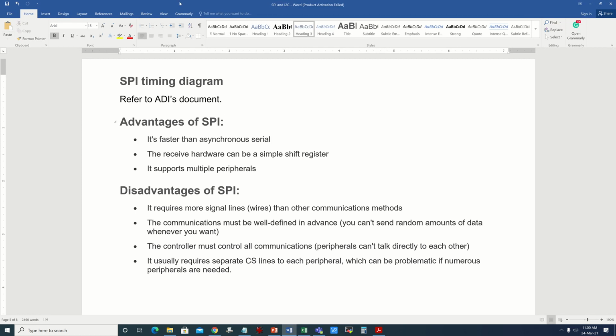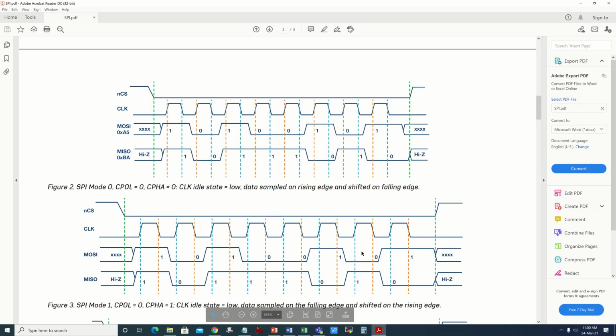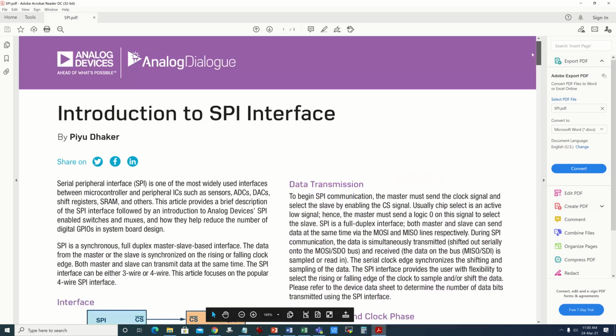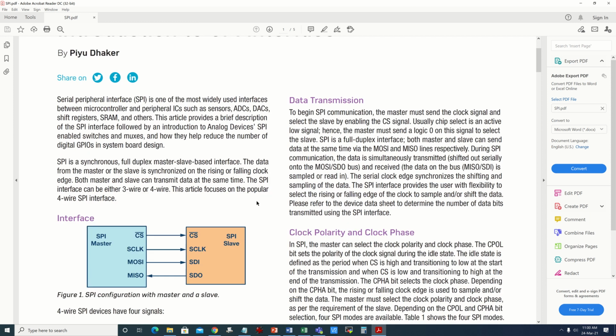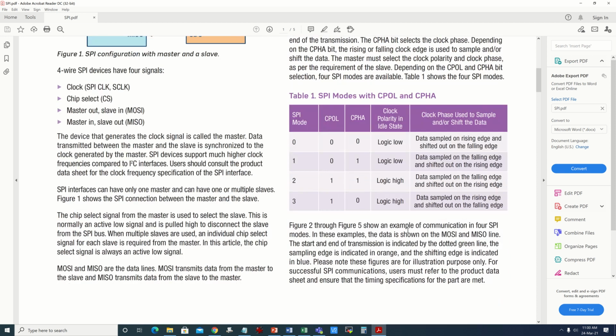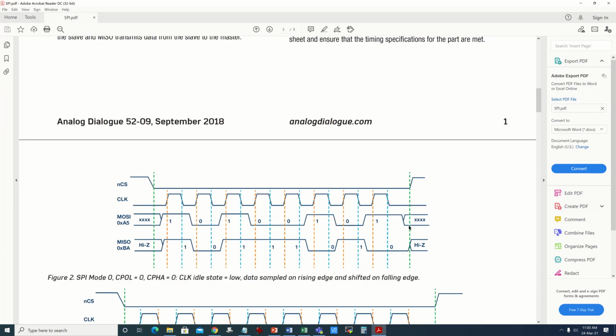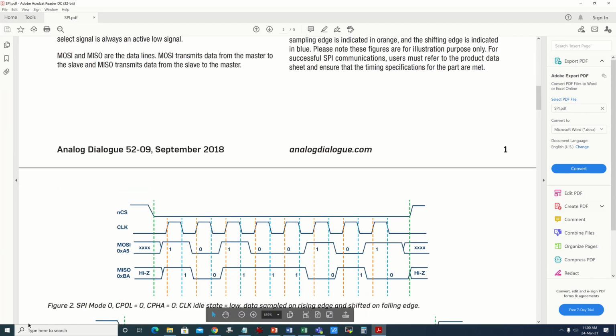So in case of the SPI timing diagram, we will refer to another document from Analog Devices Incorporated. This is a document from Analog Devices called Analog Dialogue: Introduction to SPI Interface. You can refer to this particular document in detail, where whatever I told you can also be found. So we will straightaway jump to the timing waveform for SPI mode 0.